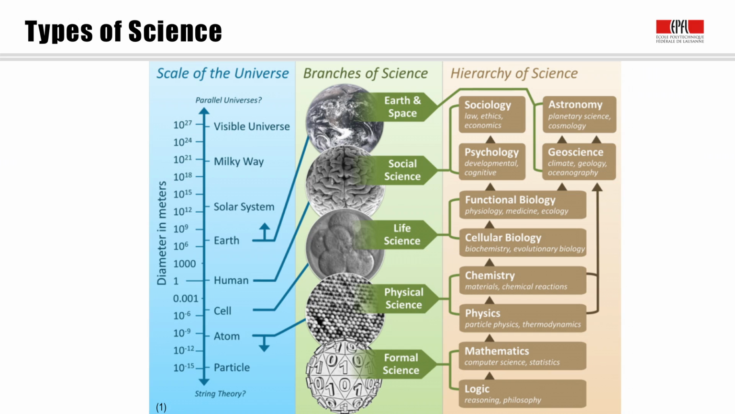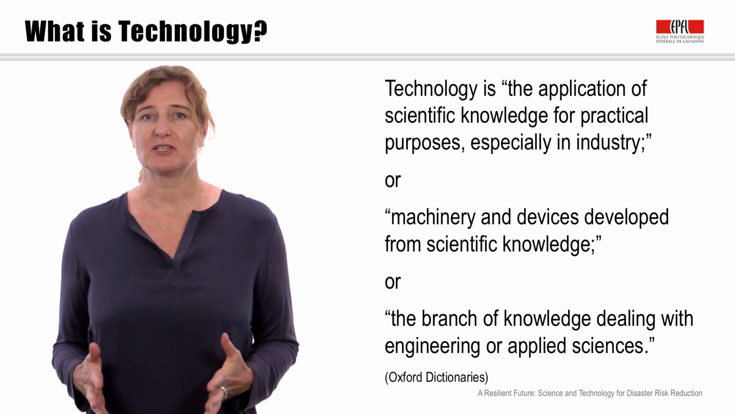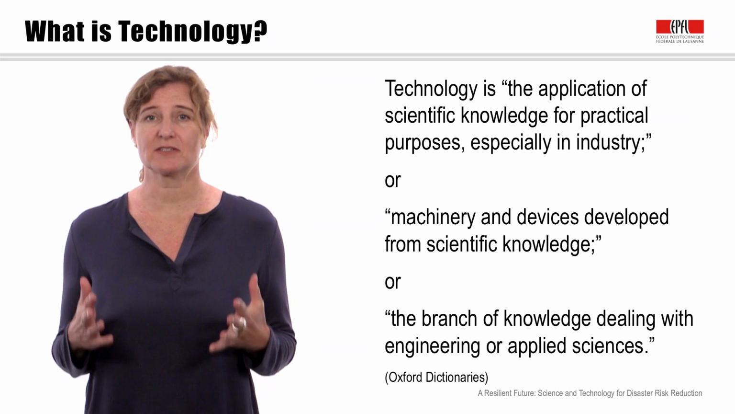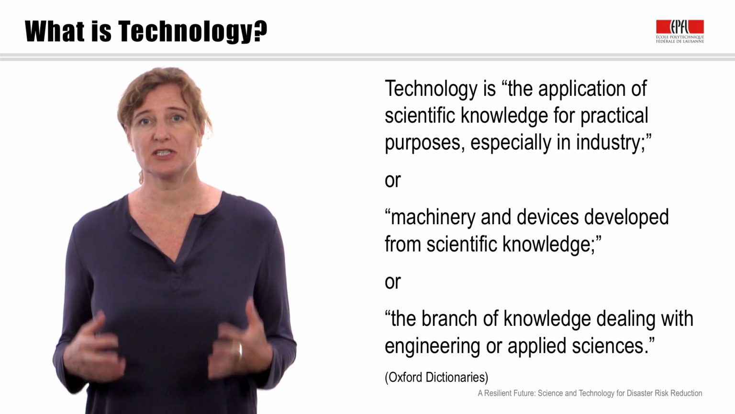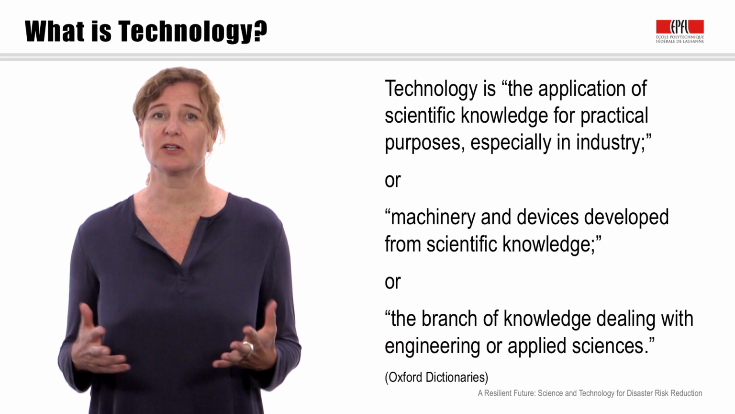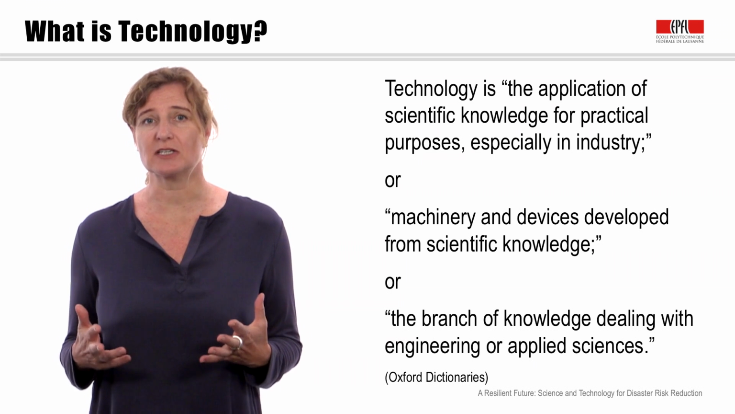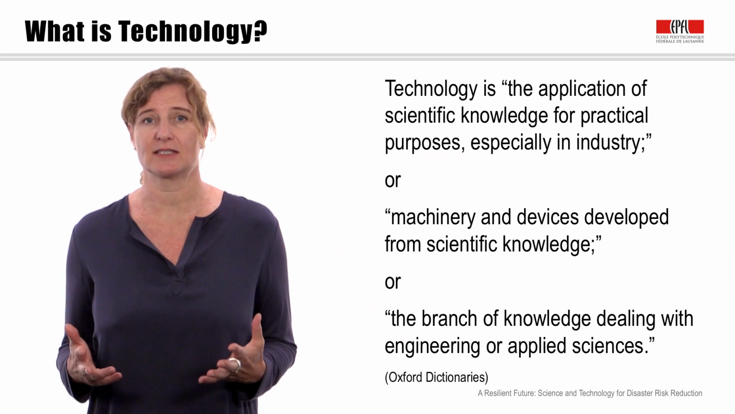This diagram shows the different branches of science, the level on which they focus, and the level of complexity and integration. For example, physical science and earth and space science are combined and integrated into geoscience. Let me now define technology, which is the application of scientific knowledge for practical purposes, especially in industry, machinery and devices developed from scientific knowledge, or the branch of knowledge dealing with engineering or applied sciences.